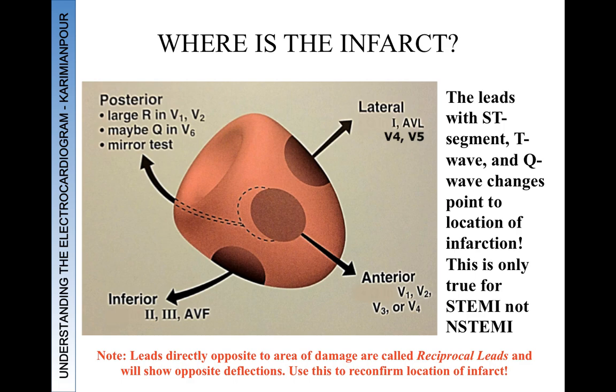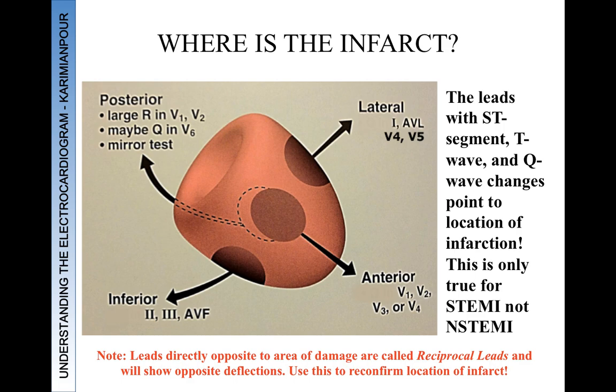And the other thing that's important to know is that the leads that are directly opposite to the area of infarction or damage are called the reciprocal leads. And so these oftentimes show the opposite of the deflections that you see where the infarction is. So you can use this to essentially confirm or reconfirm the location of the infarct. So I'll give you an example.